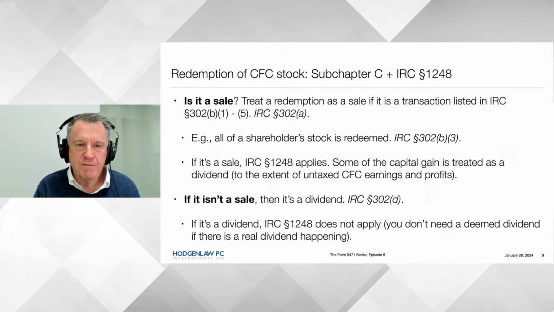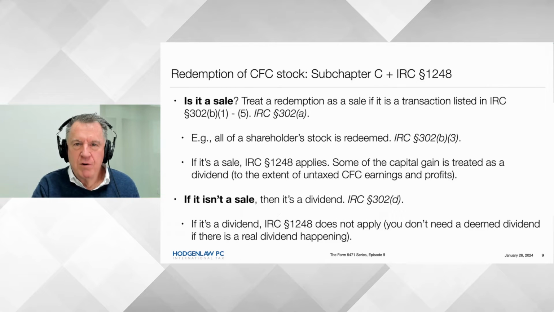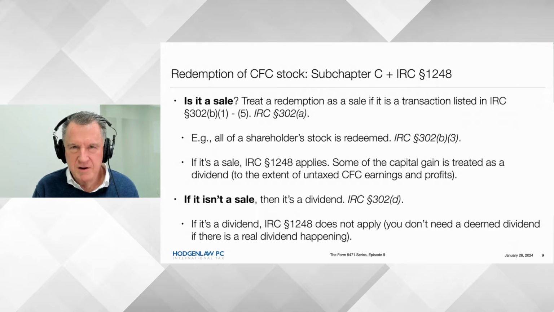So the if-not-sale-then-dividend rule is Section 302D. And if the redemption is a sale, then you invoke Section 1248 to potentially recharacterize some of the net sale proceeds as dividends rather than capital gain. If it's a dividend, then 1248 doesn't apply, because why would you need a make-pretend dividend when you have a real-life dividend, and you just treat it accordingly, and the dividend is reported on the shareholder's tax return. So again, see the pattern: normal Internal Revenue Code rule plus Section 1248.